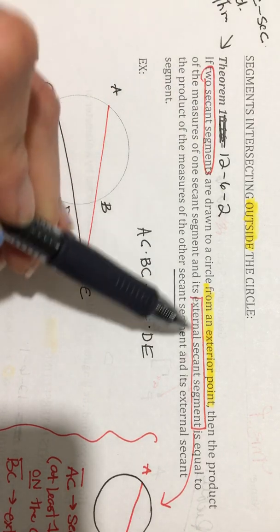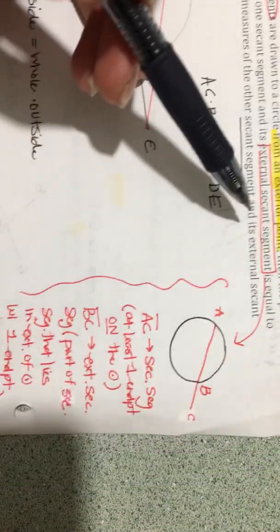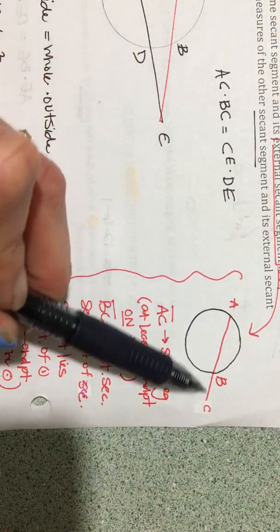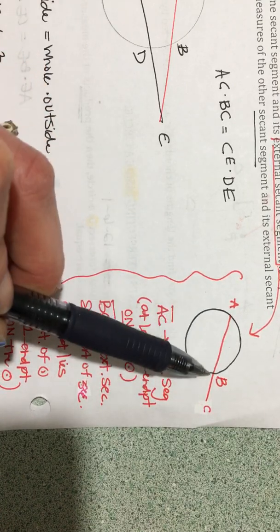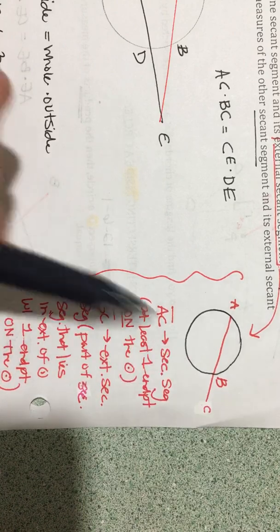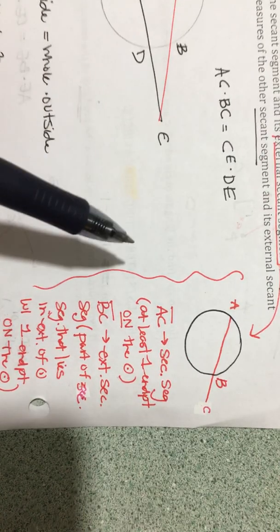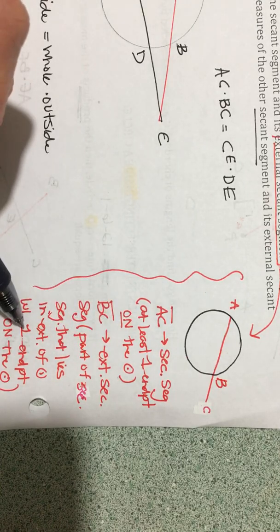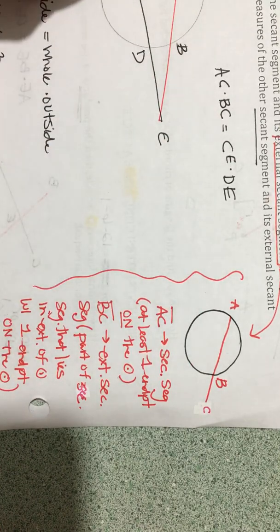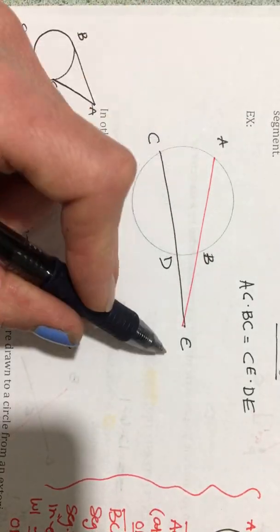So this whole external secant segment is new, but pretty self-explanatory. If you look at this picture here, when you have a secant segment like this, AC is my secant segment, BC would be the exterior secant segment, or the external secant segment, is what they say in your book. It's just the part of the secant that lies outside of the circle. That's it, so BC.